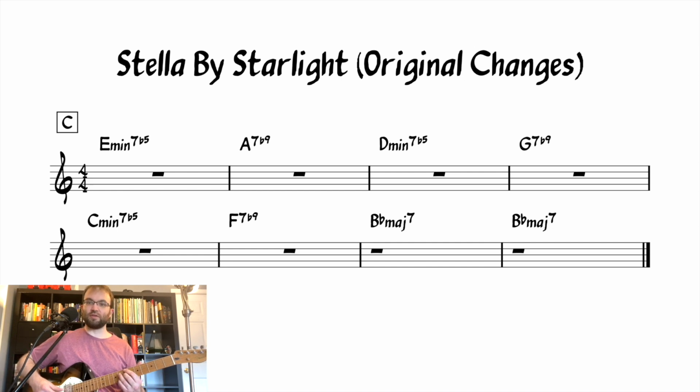So the original changes, we do E minor 7 flat 5, A7, D minor 7 flat 5, G7, C minor 7 flat 5, F7, and then we resolve to B flat major 7, the 1 chord.